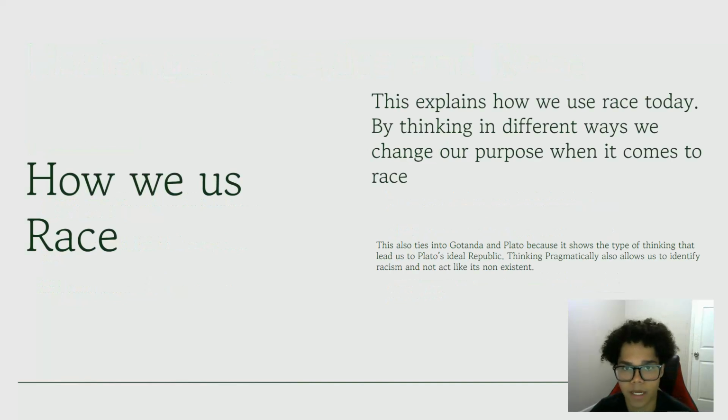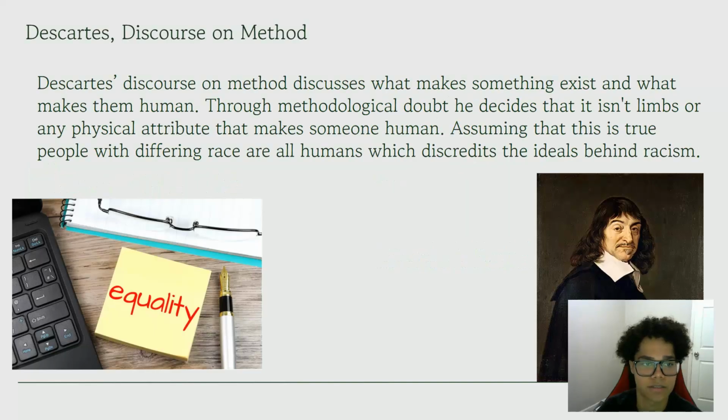And how we use race. This explains how we use race today. By thinking in different ways, we can change our purpose when it comes to race. And again, this ties into Gotanda and Plato because it shows the type of thinking that led us to Plato's ideal republic. And thinking pragmatically also allows us to identify racism and not act like it's non-existent, like sort of the Constitution does. So my goal for this project is for everything to relate to each other. So as we go on, I'm going to continue to try to tie that in.